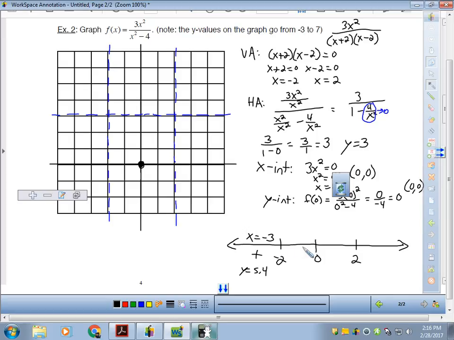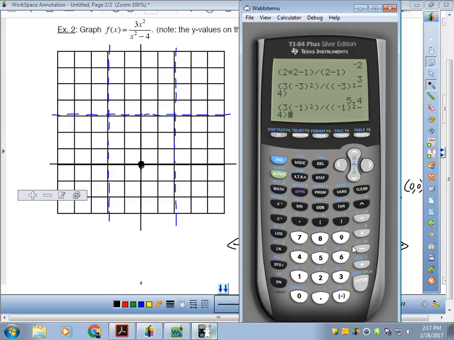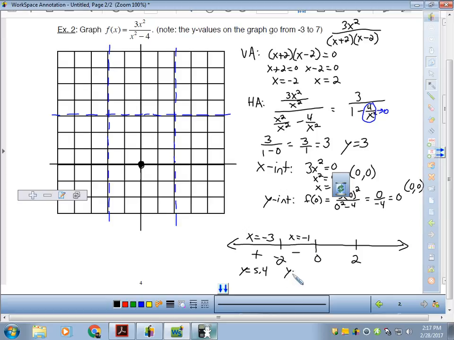Alright. In between negative 2 and 0, we can do something like negative 1. So we have 3 times negative 1 squared divided by parentheses negative 1 squared minus 4. And that gives us a negative 1. So it's a negative, and I'm even going to write down y equals negative 1.